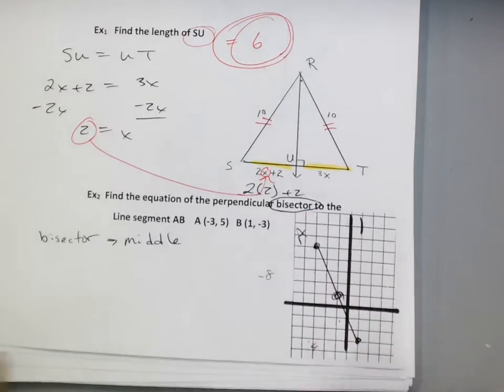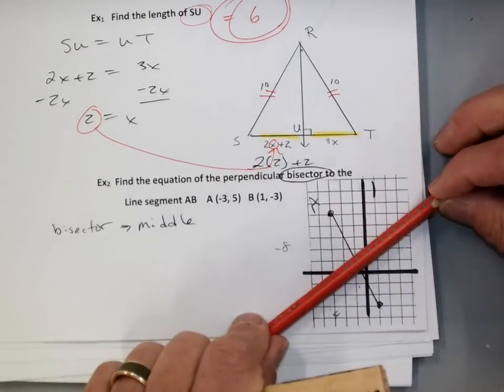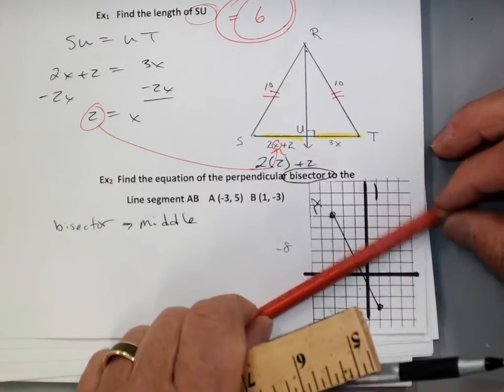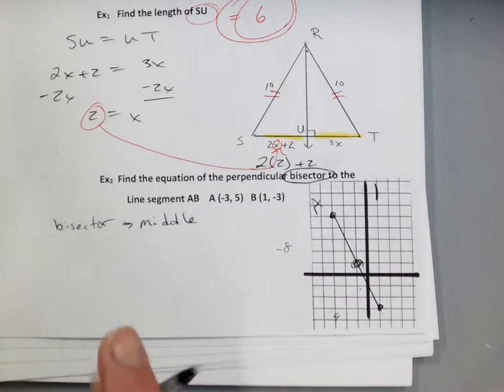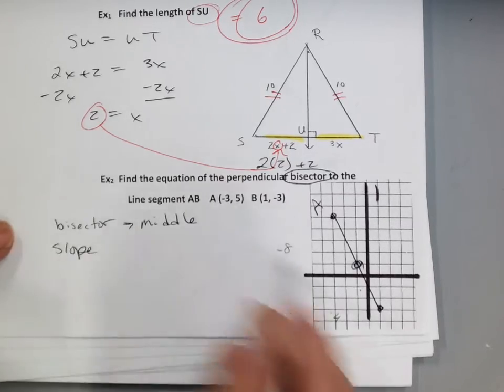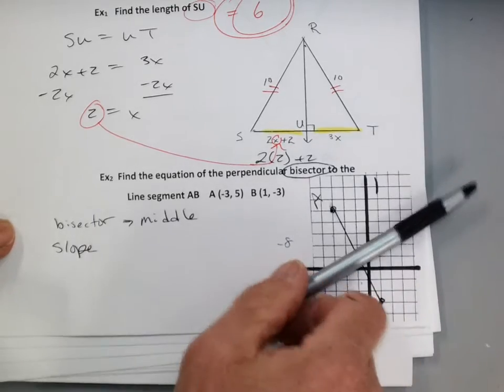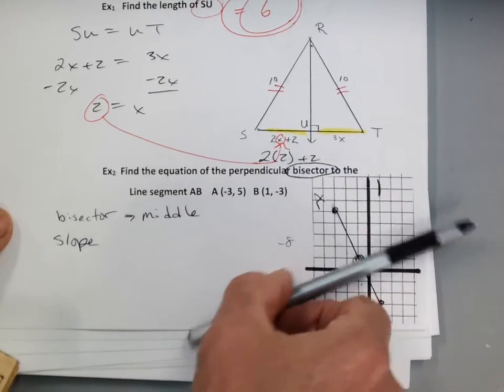Now if it's perpendicular, that means the line's going to look like this, okay? If I know a couple of things, let's figure out the slope of AB, because I need to find which way to go on this line. It's like that, but let's get it to be exact. So let's get the slope of AB.